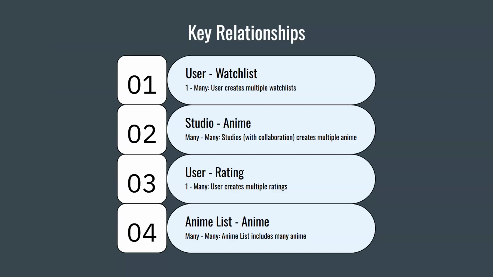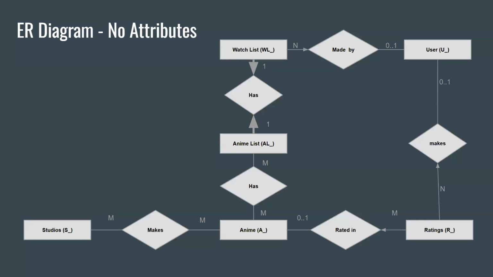This one's actually many to many because many studios can collaborate together to create multiple animes. The next one is user to rating. This is one to many because a user creates multiple ratings, but each rating is specific to one user. And anime list to anime is many to many because an anime list includes many types of anime, and anime can be in different anime lists. And this is just a simplified ER diagram that shows the key relationships without all the attributes.